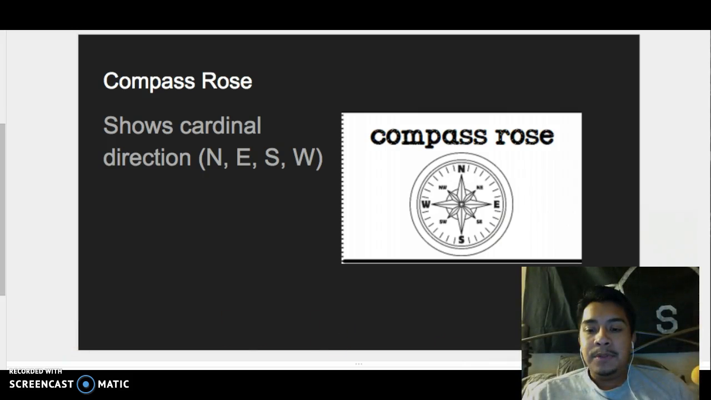A compass rose. A compass rose shows cardinal direction. The cardinal directions are north, east, south, and west. A good way to remember that is never eat sour watermelon, or never eat soggy waffles.